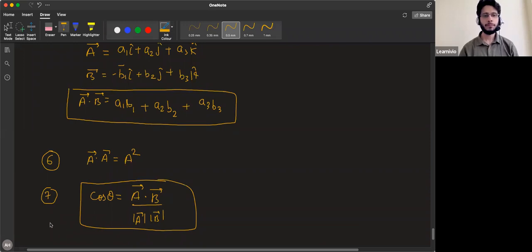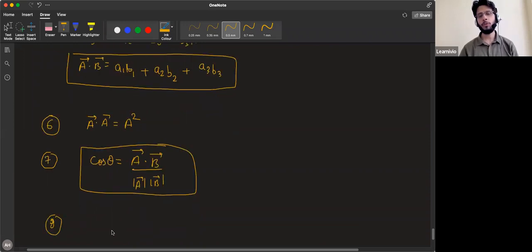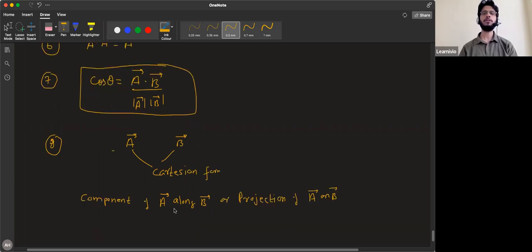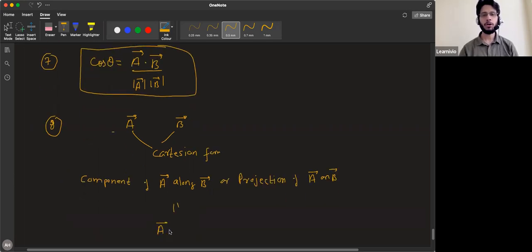Third thing, eighth property. If you have two vectors, vector A and vector B, both given in Cartesian form, and I ask you to calculate the component of A along B, or simply you can write this as the projection of A on B, then this is simply A dot B cap.